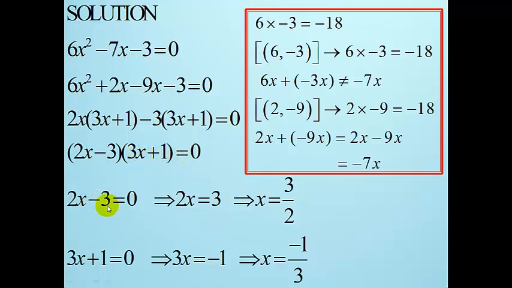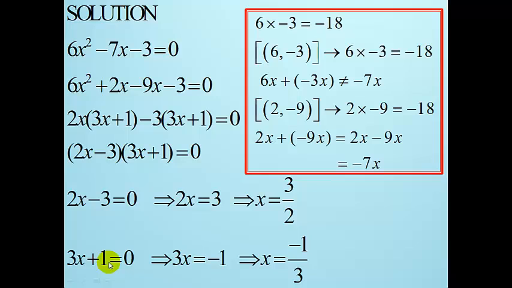Now if 2x minus 3 is equal to 0, how do we solve for x? Minus 3 on the left hand side becomes plus 3 on the right hand side, and we need to divide both sides by 2 in order to make x the subject. When we divide the left hand side 2x by 2, we are left with x. And when we divide the right hand side 3 by 2, we have 3 over 2. That means that the value of x is equal to 3 over 2.